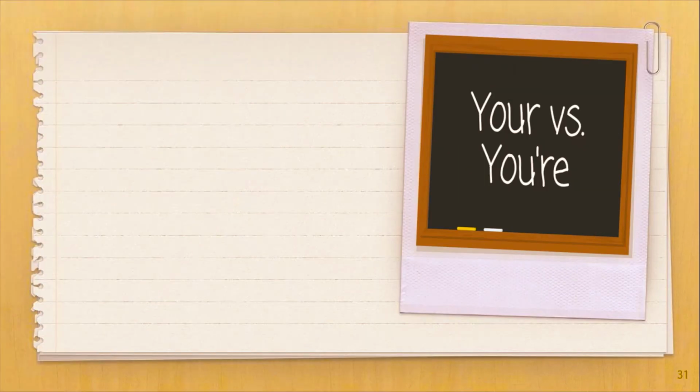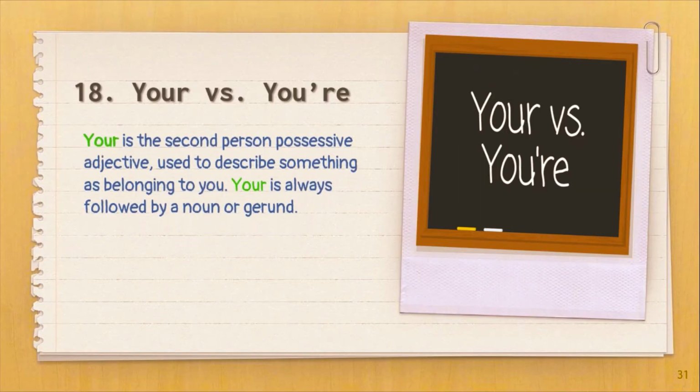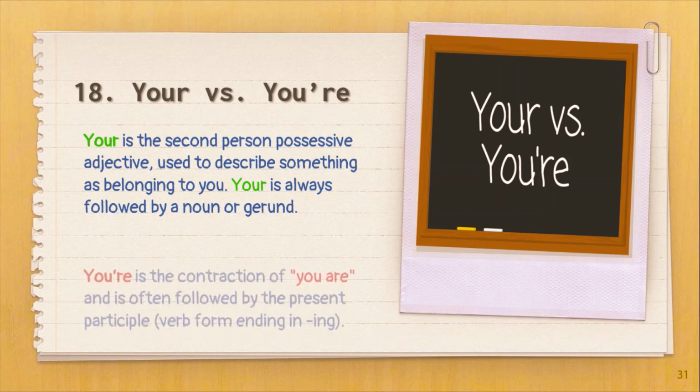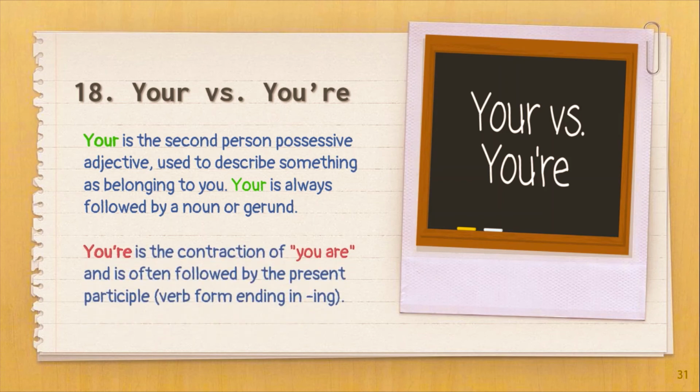Your versus you're, the next grammatical error. Your is the second person possessive adjective, used to describe something as belonging to you. Your is always followed by a noun or a gerund. You're is the contraction of you are, and is often followed by the present participle, the verb form ending in ing. So, you're is the contraction of you are. Okay? When you are is contracted, it will resort to you're.